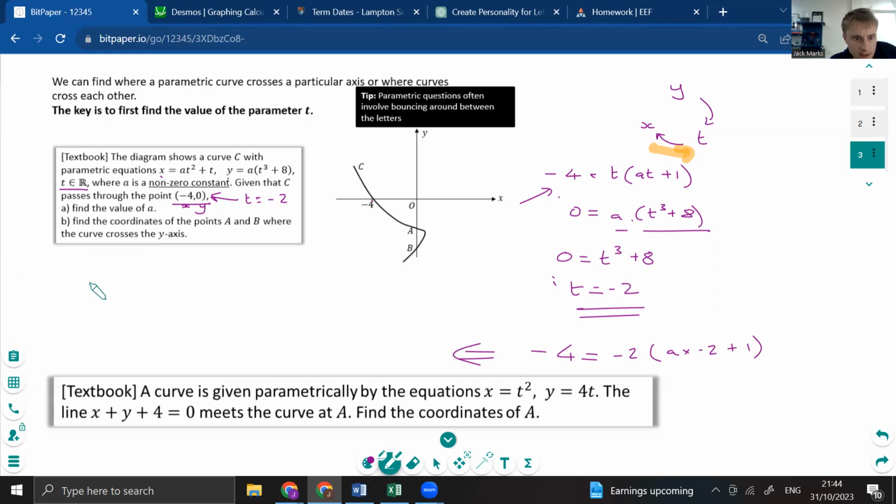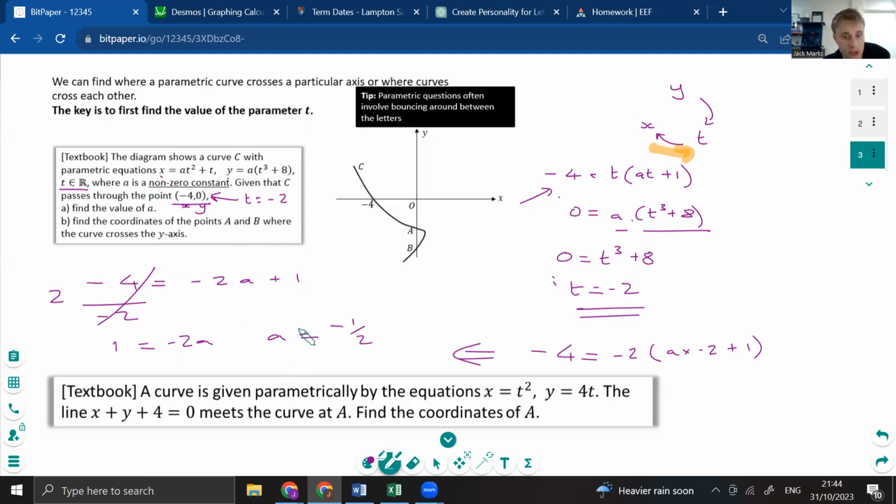So can we clean that up a little bit? Yes. So -4 equals, I think I'm going to just divide that by -2, would equal -2a + 1. Clearly that's 2. Take away 1 from both sides. 1 equals -2a. Divide by -2 both sides. a equals -1/2. So what kind of letter is a? a is a constant. So now you've found a, that's it.